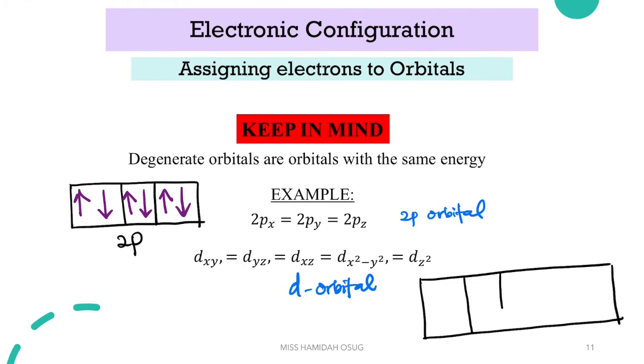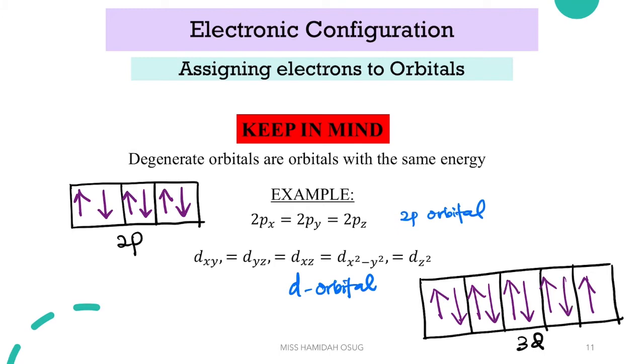Sama juga untuk 3d punya orbital. So kita tahu d orbital maksudnya dia ada 5 boxes. So kita buat 5 boxes di sana. So what we'll do, kita akan isi dulu singly, okay, going upward punya arrow. Lepas itu baru kita kasih pair itu elektron dengan going downward punya arrow.